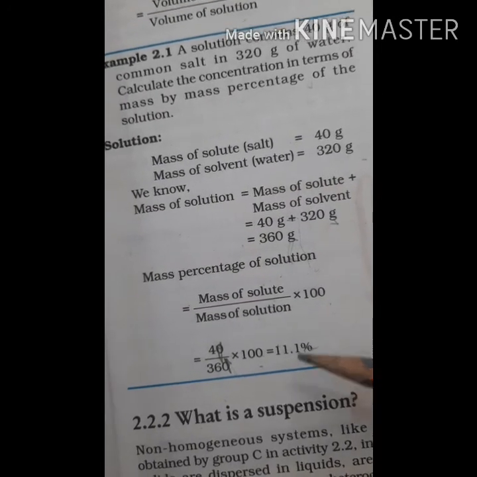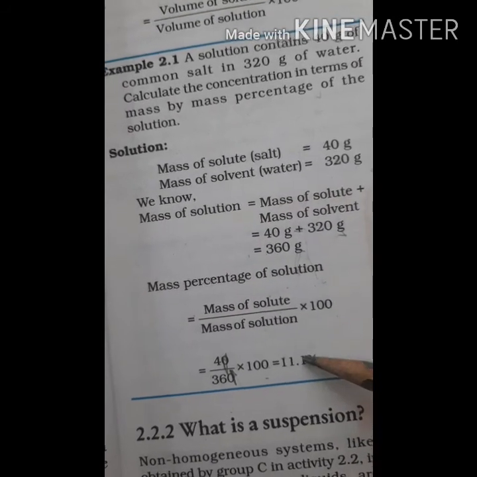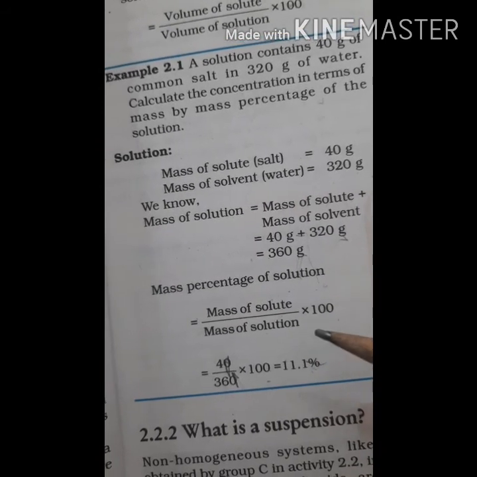Okay, dear ones, we can do some more examples. Hope you will understand clearly.